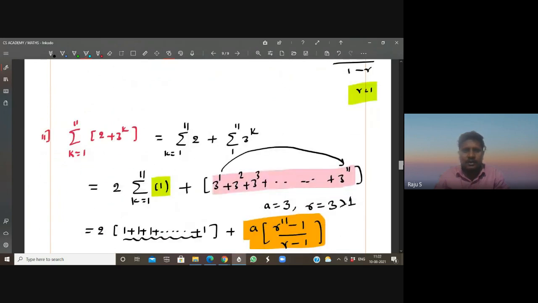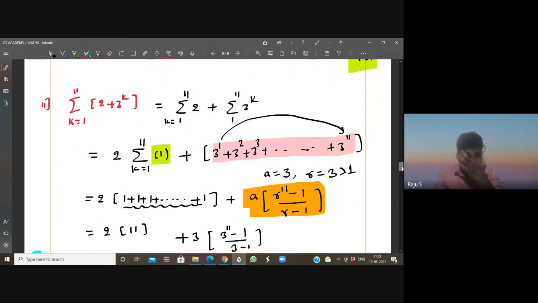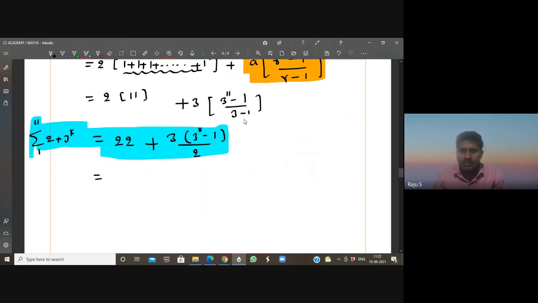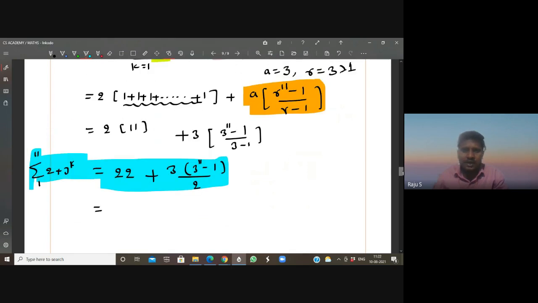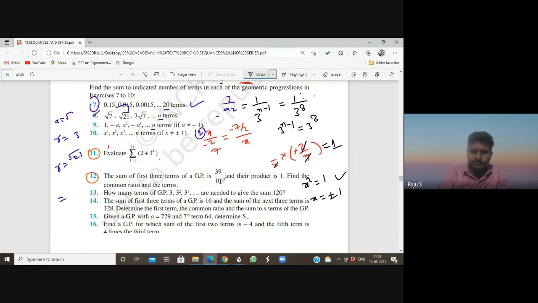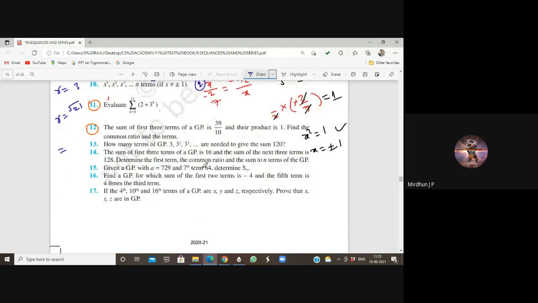What I have done is write the summation separately, then 2 is a constant so I have taken it outside, then 1 is repeated 11 times. So 1 plus 1 plus, 11 times, means it is 11. 2 into 11 is 22. The remaining is in GP, so the first term is 3 and the common ratio is 3. Since 3 is greater than 1, we can use the formula a into r power n minus 1 by r minus 1. I have substituted a and r values, so finally we got the answer. That's all. Sir, the answer is 265741.